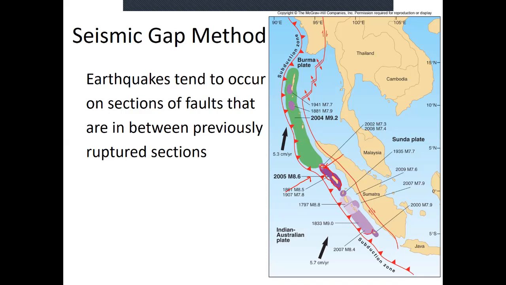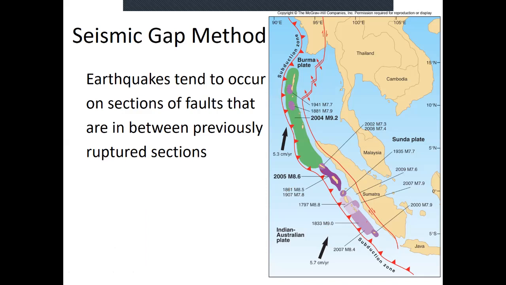So this was 2007. This was 1797. This was also in 1833. This segment was in 1861 and 1907. This one, 1881, 1941, and so forth.